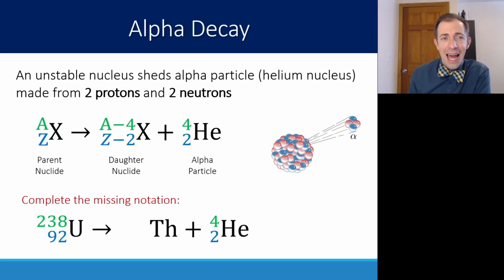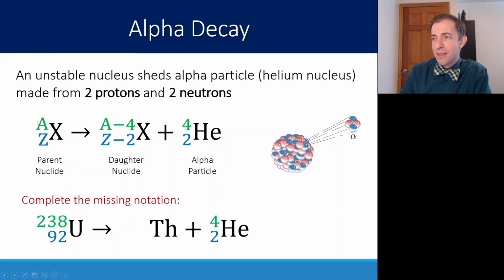So the first is called alpha decay. This is when an unstable nucleus sheds an alpha particle. An alpha particle is just a little cluster of two protons and two neutrons together. In doing so, it becomes more stable because the nucleus becomes a little bit smaller. Now, two protons and two neutrons is exactly the same thing as a helium nucleus. Helium has two protons and a mass of 4.